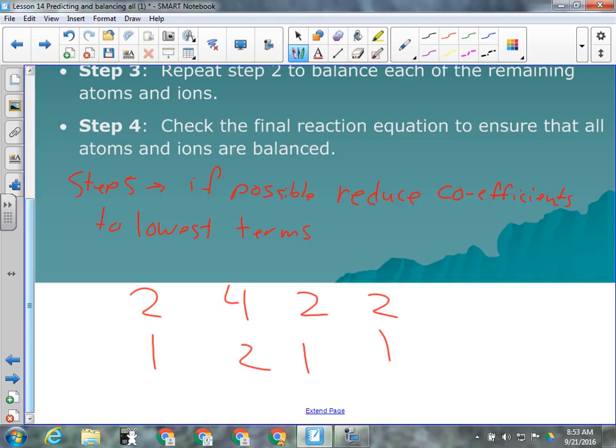Again, it is not something that happens very often, but it is still something you need to check for, because if you leave it like this, it's wrong. It always has to be balanced in the lowest terms. While it may be balanced, it isn't balanced in the lowest terms.